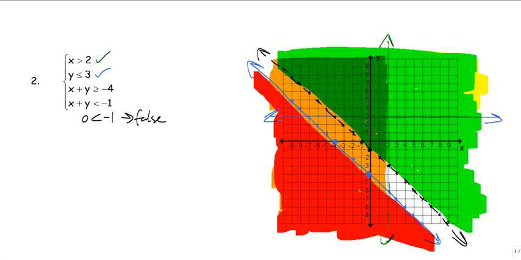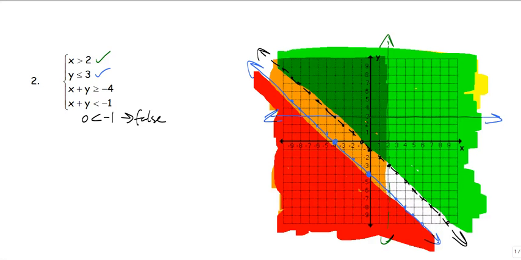And now I have my final answer. The area of this graph that will solve all 4 of these inequalities is this open area right here. This is the solution for my problem. Graph all your lines, shade false, and then see what you're left with, and that gets you your answer.